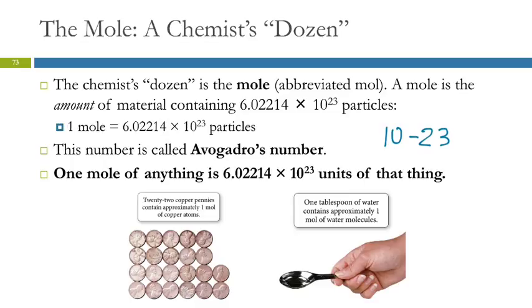This number is the number of atoms in a quantity of stuff that is reasonable to deal with. So 22 copper pennies are going to have approximately 1 mole of copper atoms. You know, you can hold those in your hand. A tablespoon of water is approximately 1 mole, Avogadro's number, 6.022 times 10 to the 23rd water molecules. So a mole of substance is a reasonable quantity to deal with. Any questions?